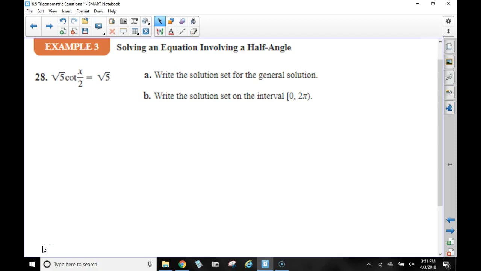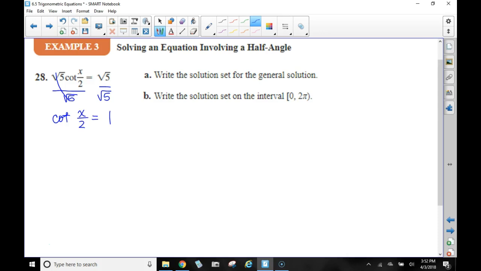Okay, in example 3, we're going to be solving a half angle. And so again, the first thing that we do is we isolate the trigonometric expression on a side by itself. I want to get that square root of 5 off of there, and that can be accomplished if I divide both sides by square root of 5. Now my equation looks like the cotangent of x over 2 equals square root of 5 over square root of 5. Well, that's just a fancy way to write 1.